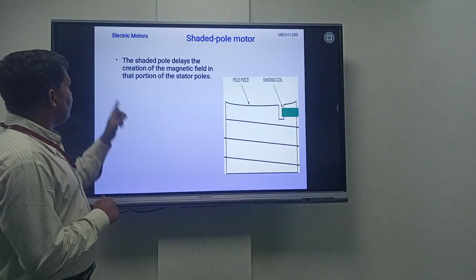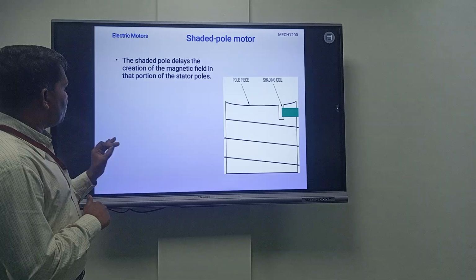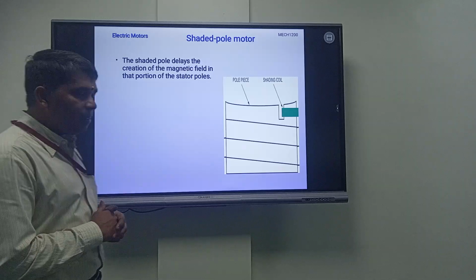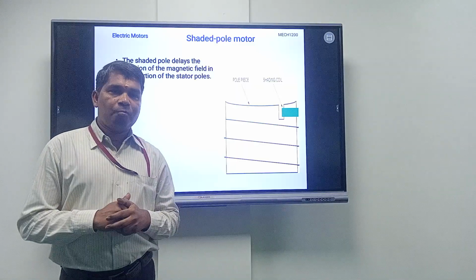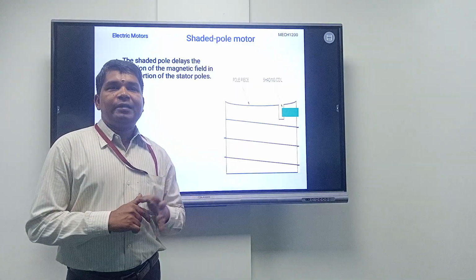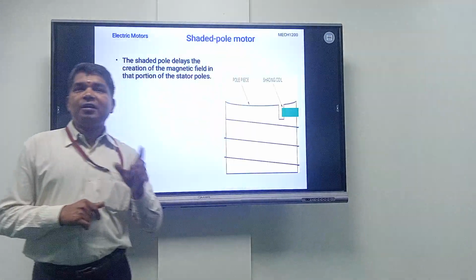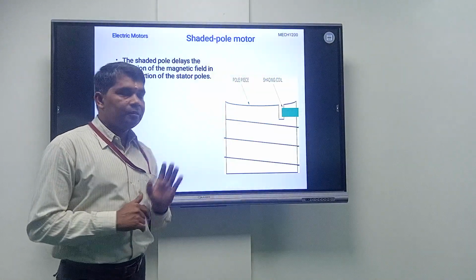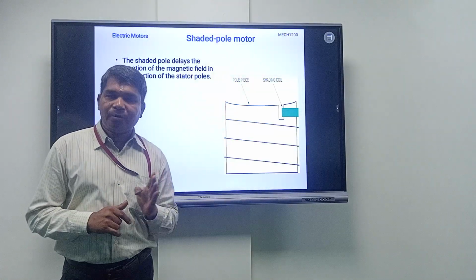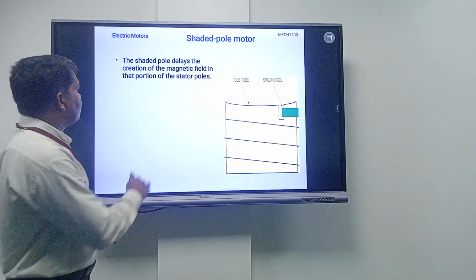The shaded pole induction motor displays the creation of the magnetic field in a portion of the stator poles. Actually, the shaded pole means, what is a pole? We have known that a pole is used to place the field winding, right? So what is the field winding for? In order to get the magnetic field to be produced.